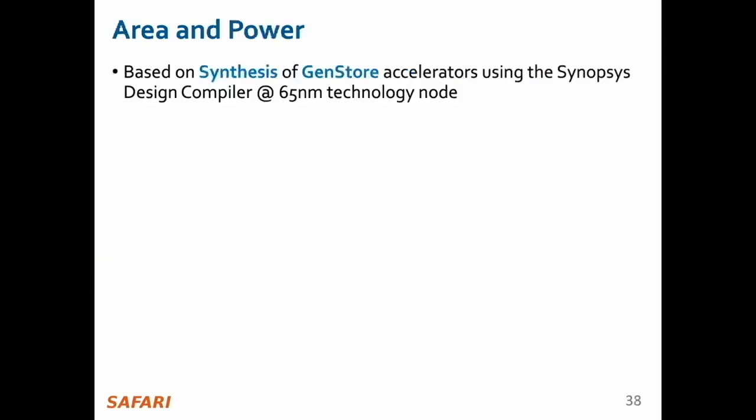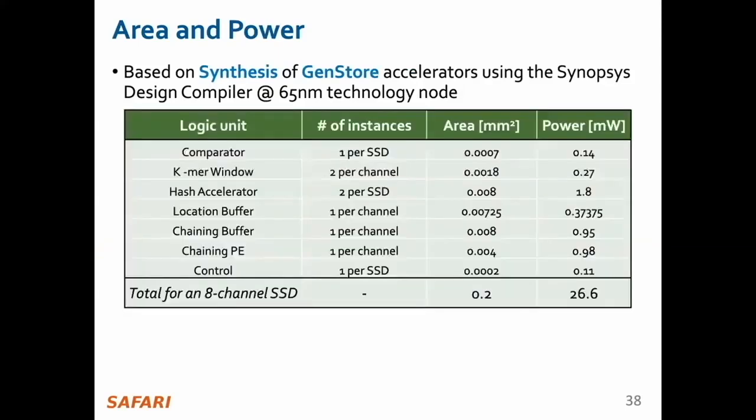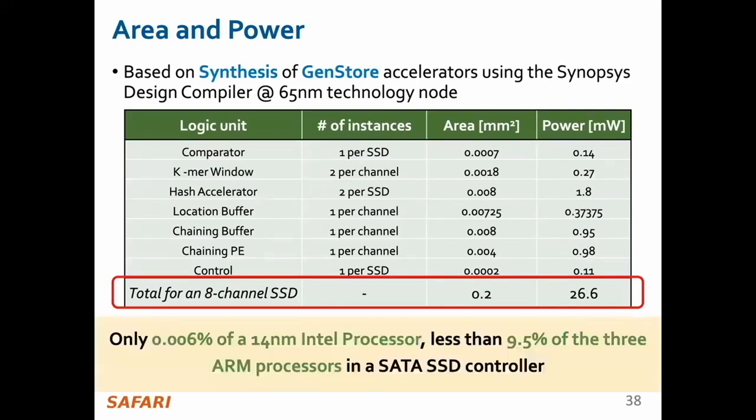So we find the area and power values of GenStore by synthesizing GenStore EM and NM using the 65 nanometer technology node, and find that for an 8-channel SSD, the area of GenStore is 0.2 square millimeters, and power is 26.6 watts. And by scaling the area to lower technology nodes to have a fair comparison to some common systems, we observed that the area overhead of GenStore is 0.006% of an Intel processor and less than 9.5 times of the 3 ARM processors in a SATA SSD controller.